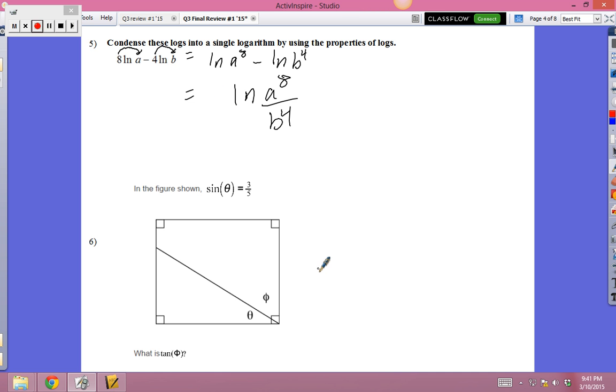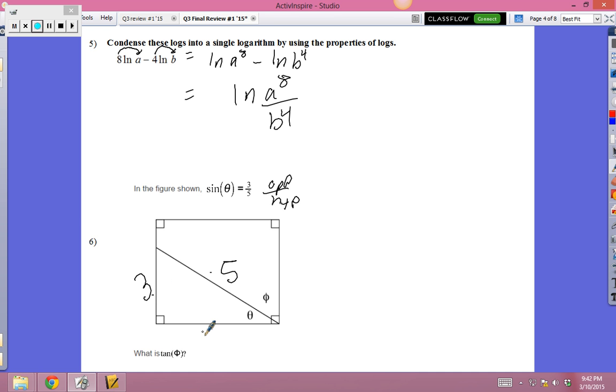Number 6. Okay, the sine of theta, so you gotta be careful because there's a theta here and there's a phi here, and these two look kind of similar but they're totally different. So this is marking the location of this angle. The sine is opposite over hypotenuse. So this triangle, the opposite would be right here, that's 3. The hypotenuse is this one, that's 5. And this is a Pythagorean triple.